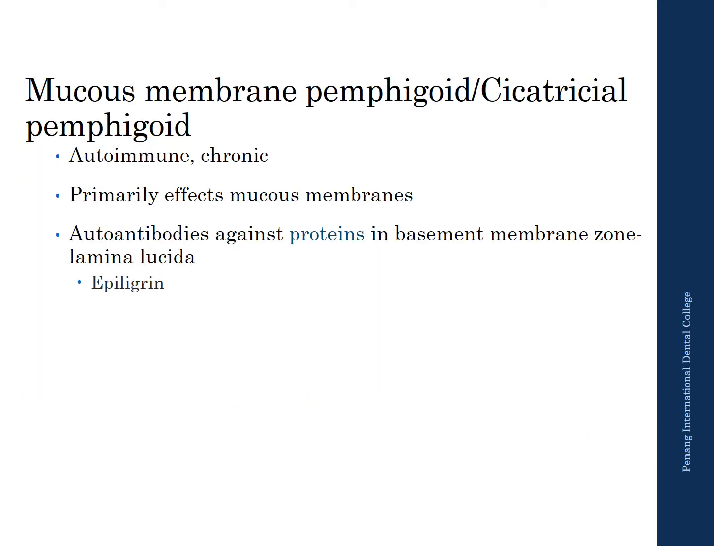Mucous membrane pemphigoid is also called cicatricial pemphigoid. It is also an autoimmune disorder and a chronic condition. It primarily affects the mucous membranes, and that's why the name. Autoantibodies are seen against proteins in the basement membrane, generally the lamina lucida region, involving the epiligrin protein.